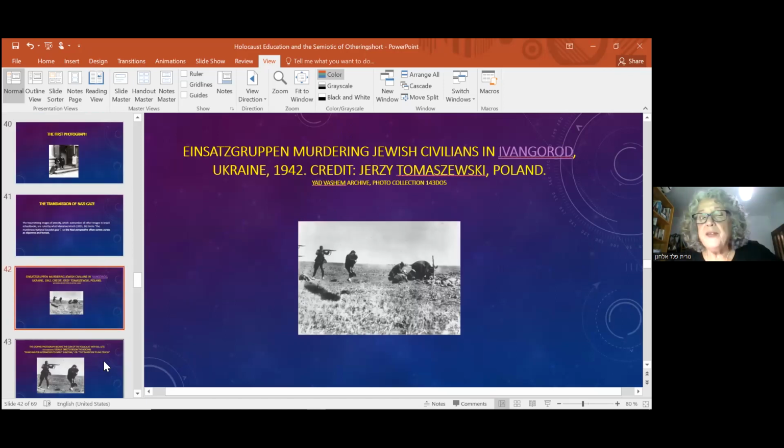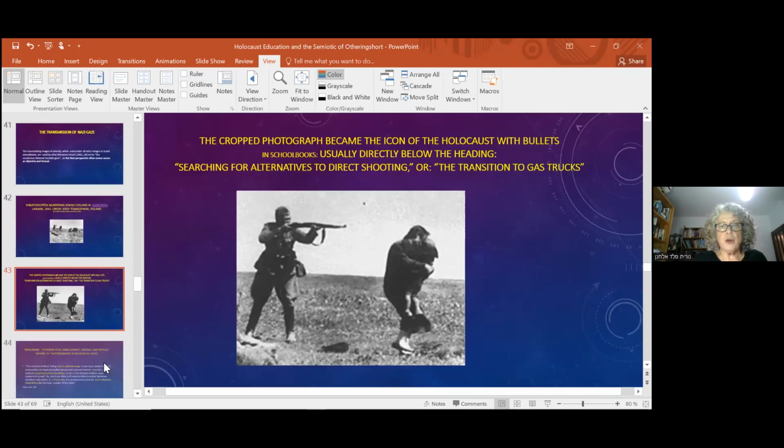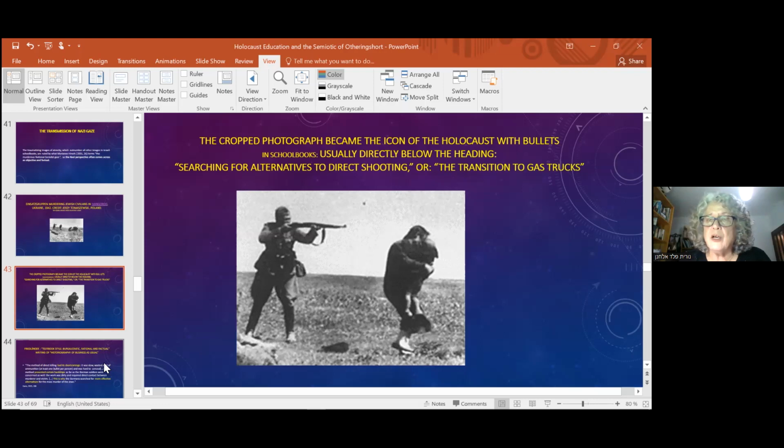This is another photograph, which is very well known, taken in the Ukraine. And the trajectory of the photograph is very interesting, but the school books don't mention anything about it. And they show it in its cropped version like that. In its cropped version, it became really the icon of what was called the Holocaust with bullets, before the Holocaust with gas. Okay? The school books use it in chapters that are called Searching for Alternatives to Direct Shooting or the Transition to Gas Trucks.